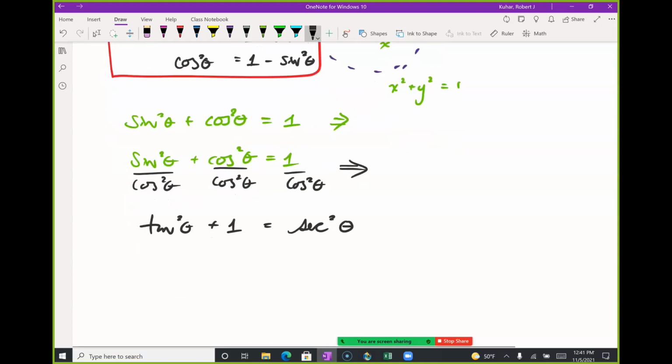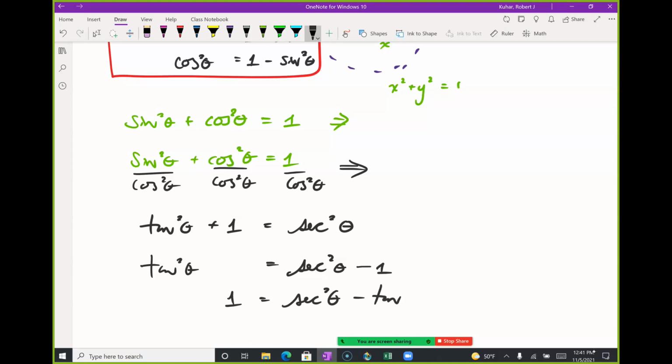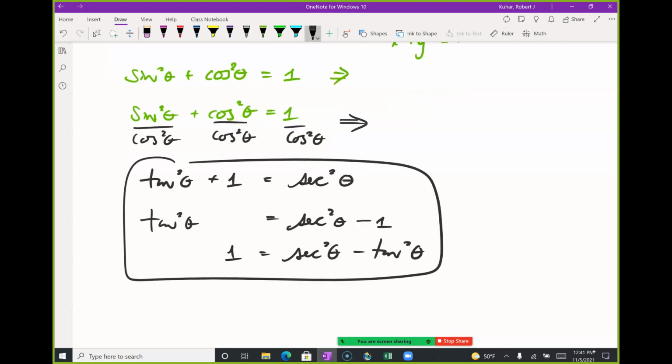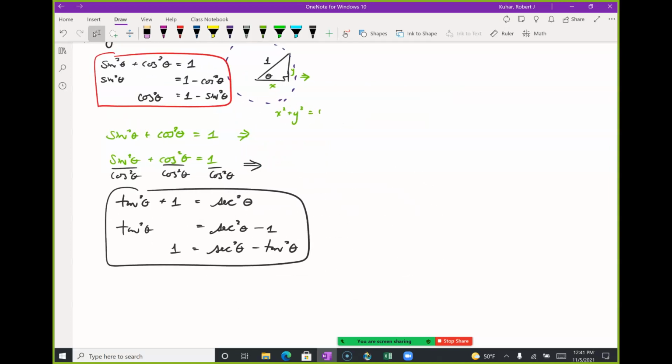Again, I have 3 terms here. Solve for secant squared right now. I'm also going to solve it for tan squared. So I get secant squared theta minus 1. And I'm going to solve for 1, and I get secant squared theta minus tan squared theta. So there's 6 of 9 of my Pythagorean identities.